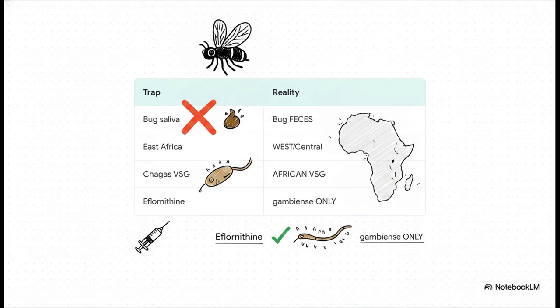All right, let's rapidly debunk some of the major distractors they love to throw at you. If the exam trap says infection is via bug saliva, remember the reality. It's the bug's feces. If an option pairs gambiense with East Africa, cross it out right away. It's West and Central Africa. If they try to tell you Chagas evades the immune system via VSG variation, do not fall for it. That mechanism strictly belongs to African sleeping sickness. And finally, eflornithine is not some magic cure-all. It is only effective for gambiense.